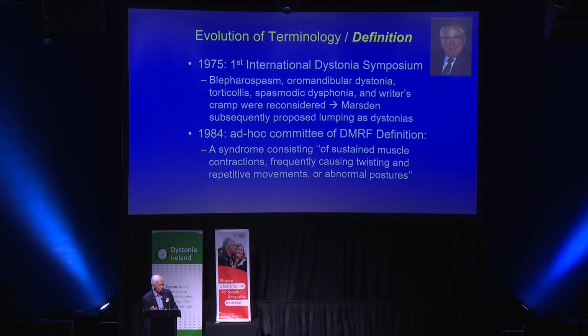Now, we need to split as well if we're going to understand, but we really needed to understand the overlap and similarities. In 1984, the same group, now working with the Dystonia Medical Research Foundation, or the DMRF, decided to define the disorder, and they called it a syndrome consisting of sustained muscle contractions, frequently causing twisting and repetitive movements or abnormal postures.